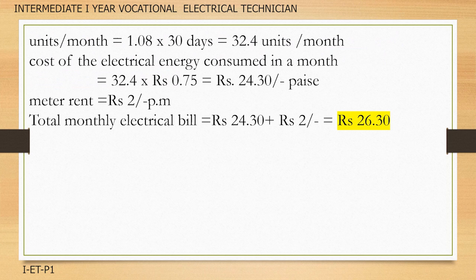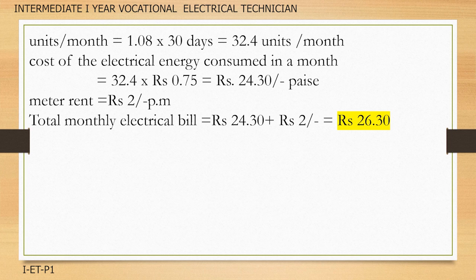Units per month: 1.08 units in only one day. Per month means in 30 days. So 1.08 into 30 days is equal to 32.4 units per month. These are the units per month.